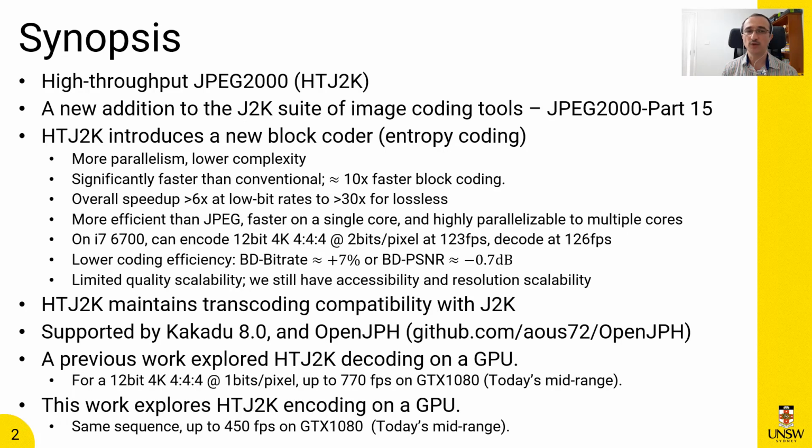In a previous work, we have shown that hundreds of frames per second can be decoded on a mid-range GPU. This work explores encoding on the GPU, and we show that hundreds of frames can be encoded on the same GPU, but at a lower rate than decoding. This is where those in a hurry can leave.